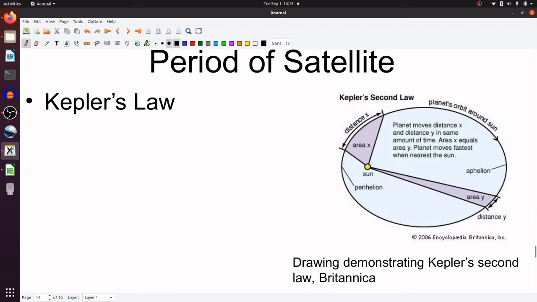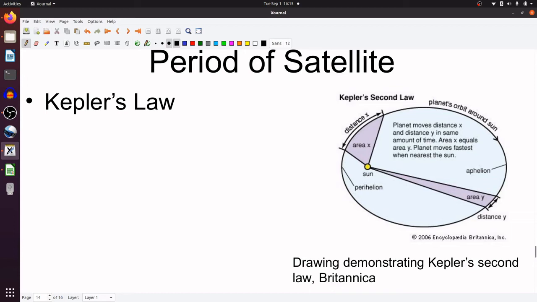And so the sun is usually one focus of an ellipse, and then there's another focus out here somewhere else. But in order to find the period of, let's say, any planet rotating around the sun, we'd have to come up with some sort of formula.